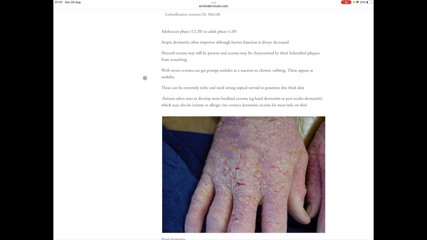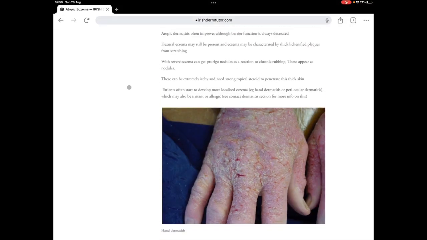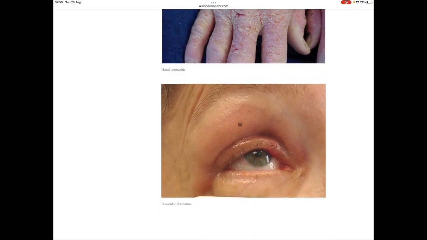And just to note that with severe eczema, as you get older, you can still have severe widespread eczema, but you might also get things secondary to chronic scratching. So lichenification is due to scratching, and sometimes you can also get these small thick nodules, and that's due to chronic rubbing, and these are called prurigo nodules. I don't think I have an image of them here, but essentially they're thick nodules that are very itchy, and as they're itchy the patient scratches and they become thicker as a result, and it's really a vicious cycle. And here's just an example of periocular eczema.